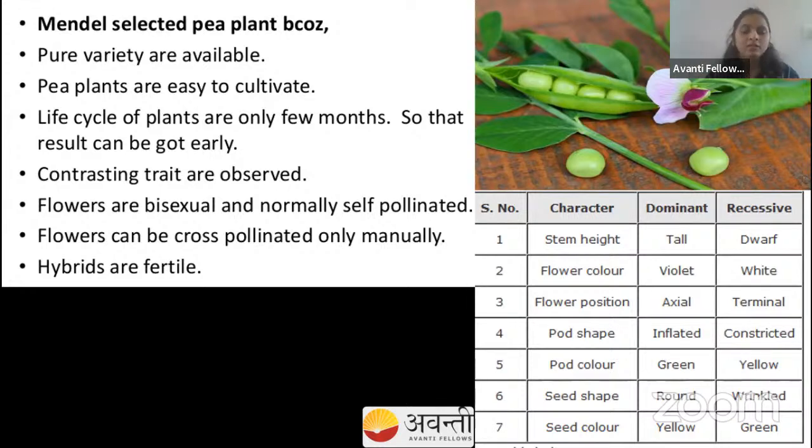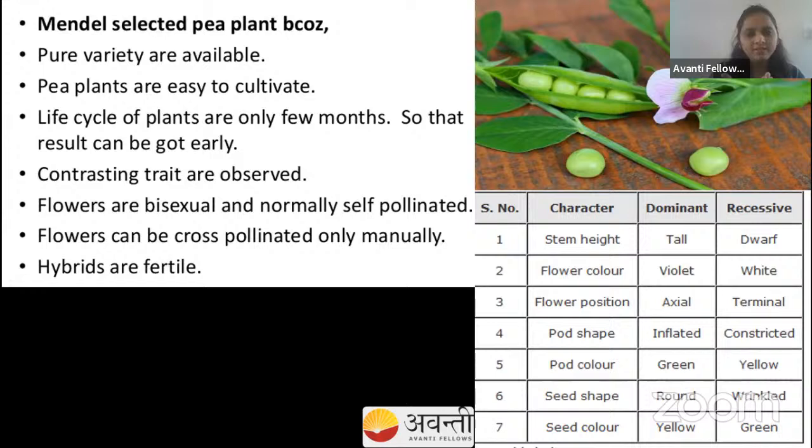Fine. Then coming to the flowers: they can be cross-pollinated manually. We can do the cross-pollination by taking the anther and dusting it on the flower. So that is one thing. We can do self-pollination, sorry, cross-pollination. You all know what cross-pollination is, right, guys?